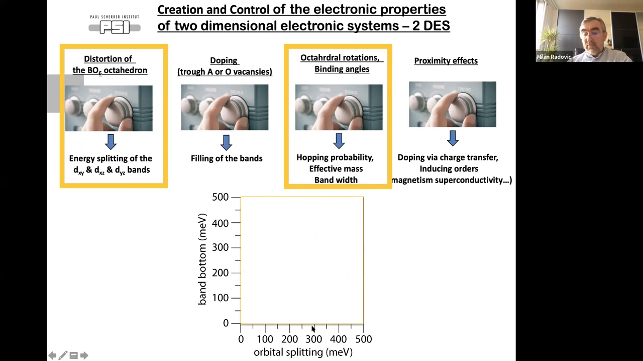So I create here, as you see, one empty diagram, with the band bottom on the y-axis and orbital splitting on the x-axis. I would like to draw here some points to understand the phase diagram of the titanates. And once I understand the phase diagram of the titanates, we can use it and manipulate further.